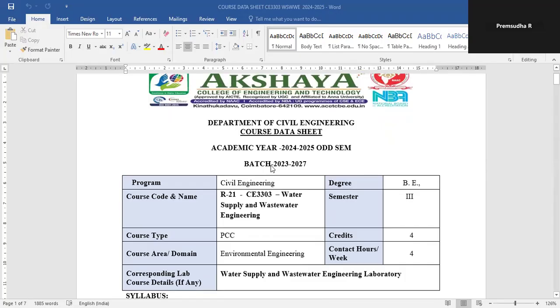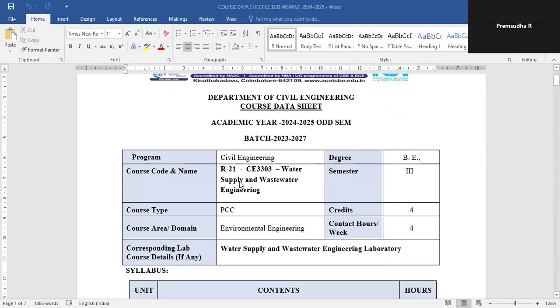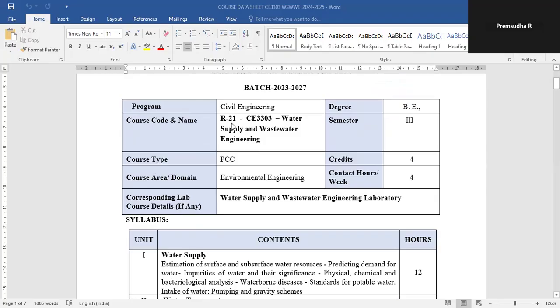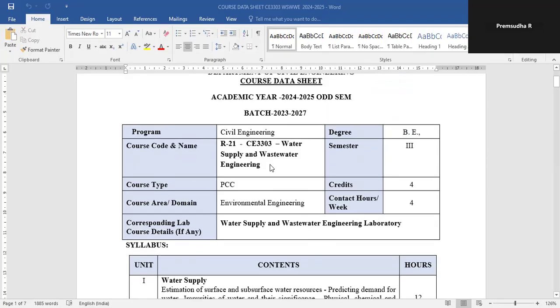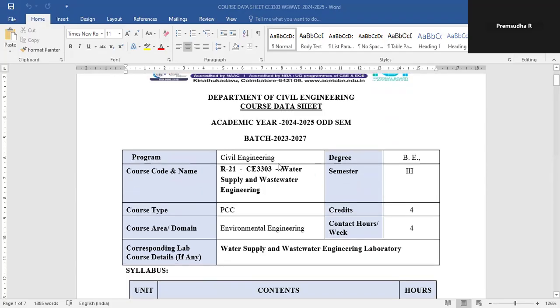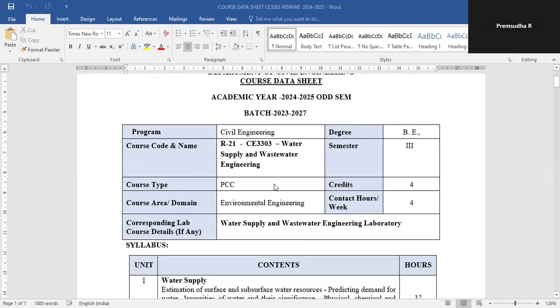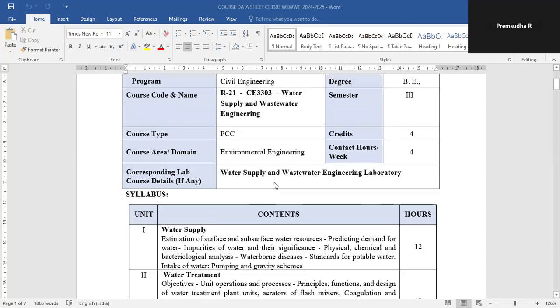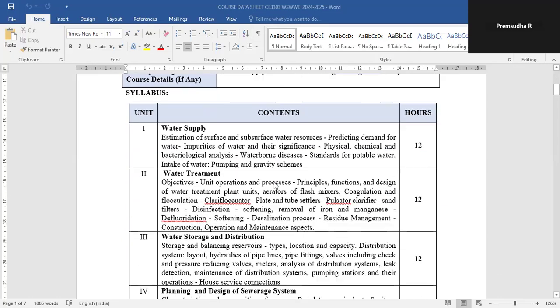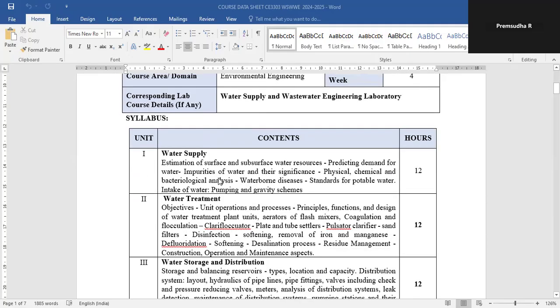I am Dr. R. PREMSUDHA. I am going to start the subject water supply and wastewater engineering. This is the R21 regulation, third year class, second year, third semester. Earlier this subject was called environmental engineering. Here I am sharing the course data sheet. It consists of the syllabus. Here you can see the syllabus.